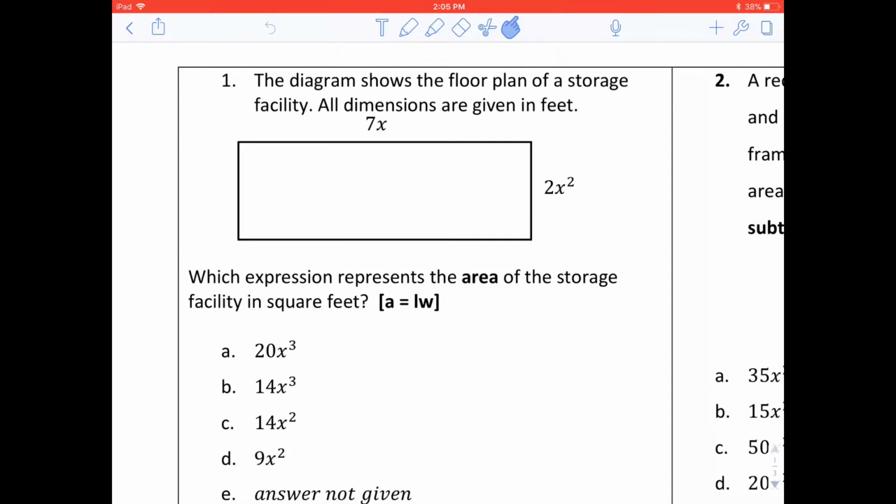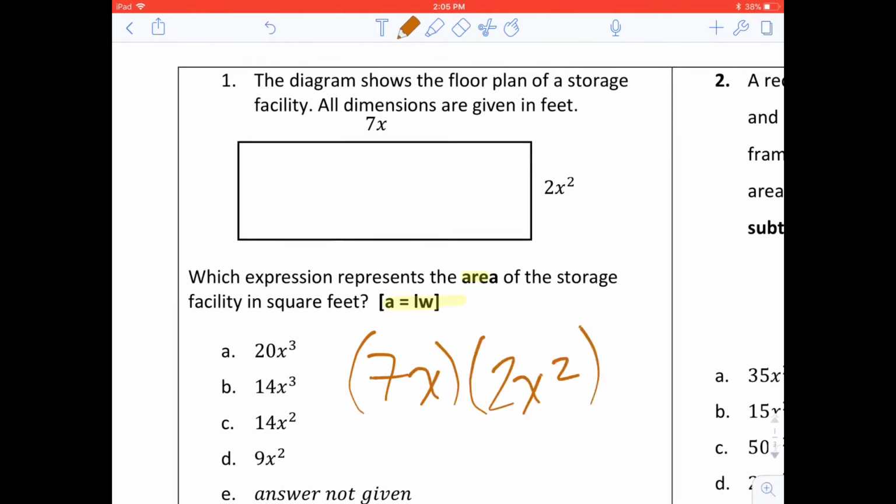Question 1, the question is asking what is the area of the shape? Well, area is length times width. So we're just simply going to take these two here, 7x times 2x squared. We're just going to multiply them.